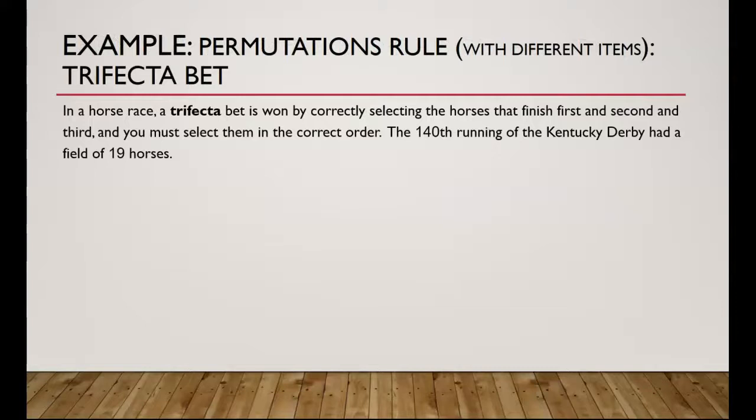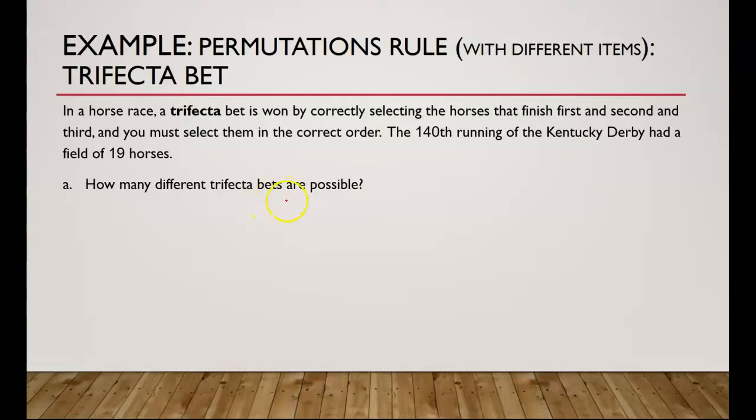In a horse race, a trifecta bet is won by correctly selecting the horses that finish first, second, and third. You must select them in the correct order. The 140th running of the Kentucky Derby had a field of 19 horses. Part A: How many different trifecta bets are possible?